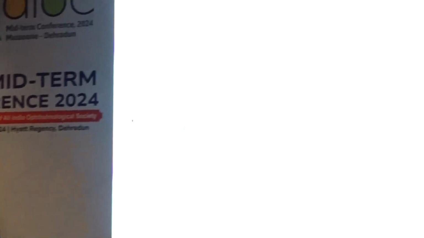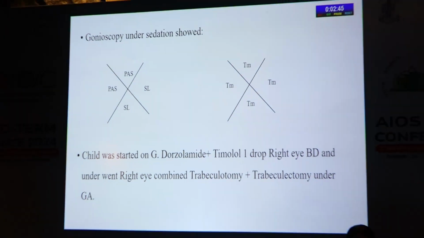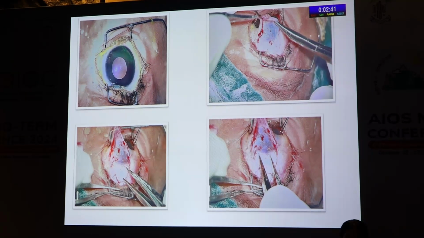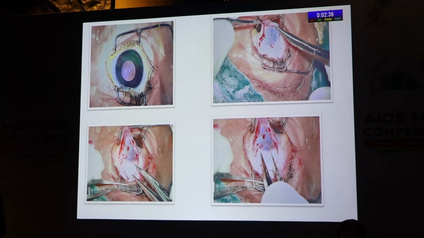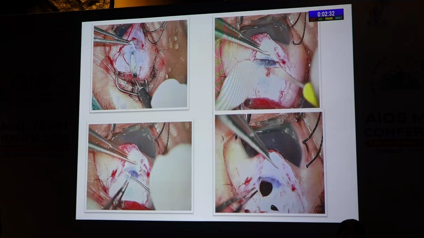Therefore, the child was started on dorzolamide plus timolol, 1 drop right eye BD, and he underwent right eye combined trabeculotomy and trabeculectomy under GA. Intraoperatively, after the eye was cleaned and a speculum was inserted, a limbal-based conjunctival flap was raised. 4 by 5 mm was marked on the sclera and a partial thickness scleral flap was created, following which the Schlemm's canal was identified, a radial incision was placed and a trabeculotomy was done, followed by trabeculectomy and iridectomy was done.